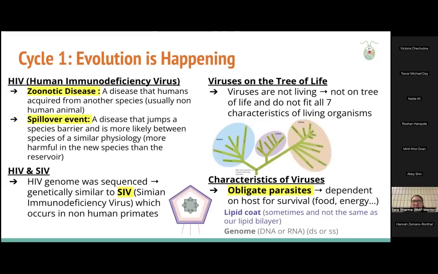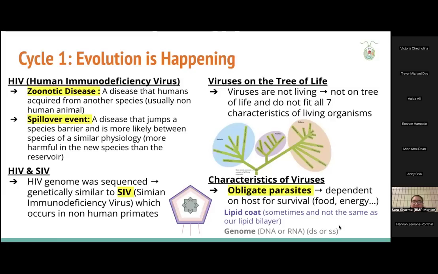Furthermore, you talked about how HIV was sequenced. They took all the bases and determined that it's rather genetically similar to another virus called SIV, the simian immunodeficiency virus, which occurs in non-human primates like chimps and gorillas. Speaking more about viruses, you won't find them on the tree of life, because we categorize them as non-living. They don't follow all of the seven characteristics of living organisms, which can be found in the speaker notes from your textbook section of the course.